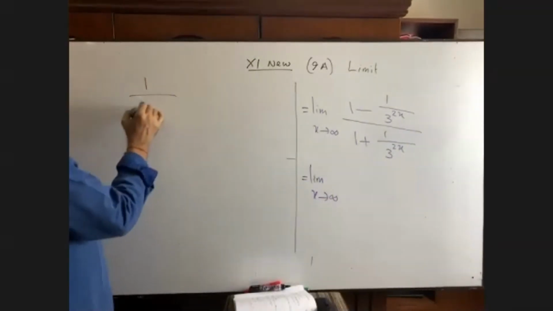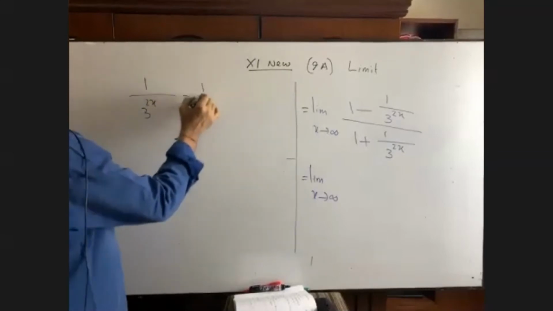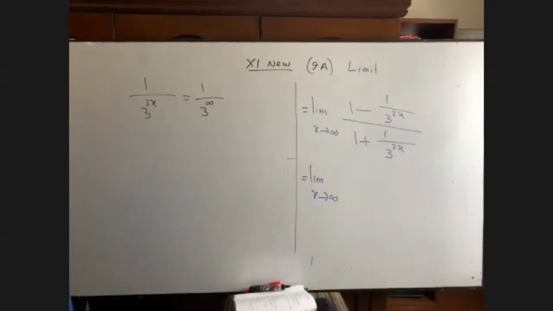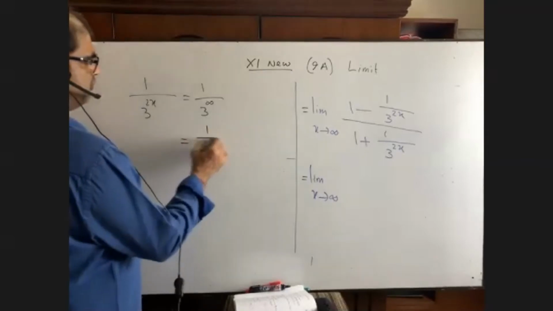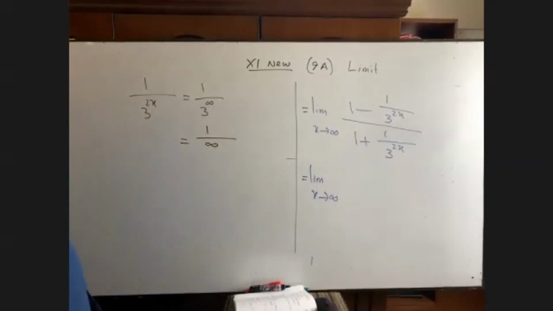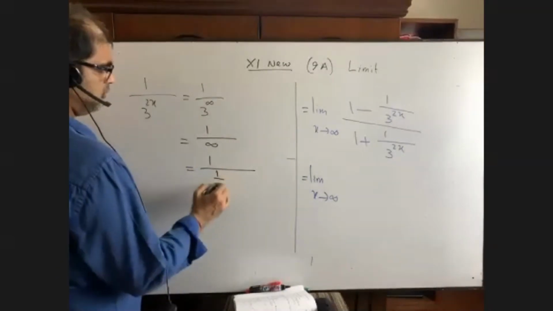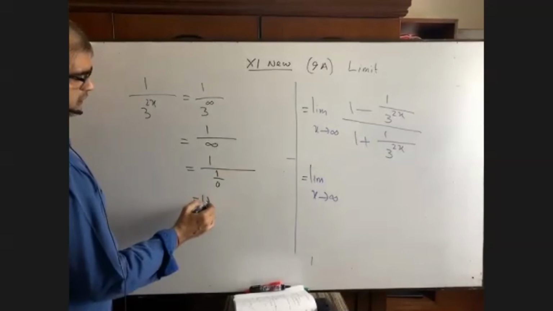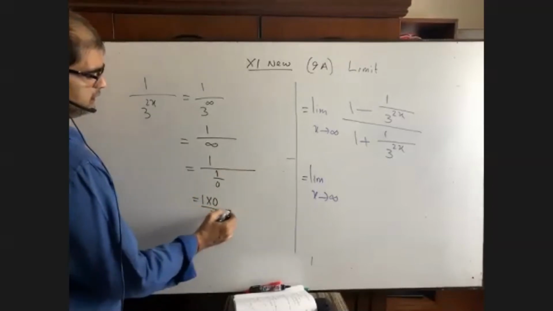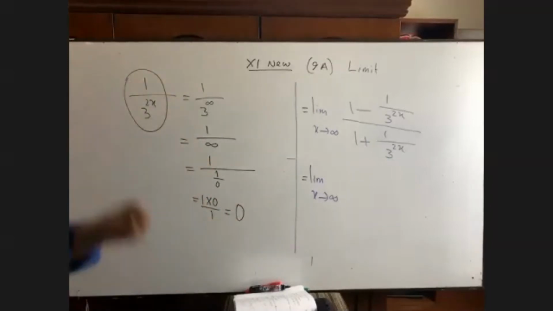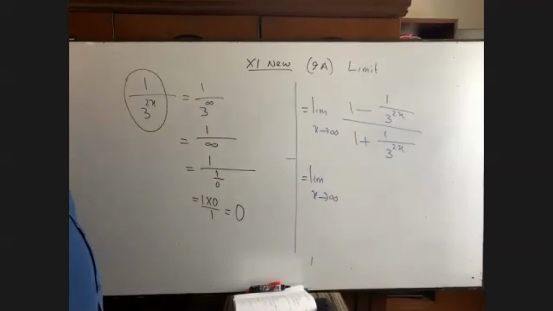1 by 3 to the power 2x. That means 1 by 3 to the power infinity, is it or not? Yes, sir. That means 1 by infinity. That means 1 by 0. That means 1 into 0 by 1. That is equal to 0. So 1 by 3 to the power 2x means 0. You have got it or not? Yes, sir.